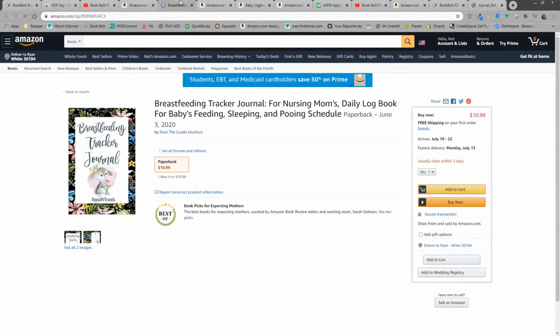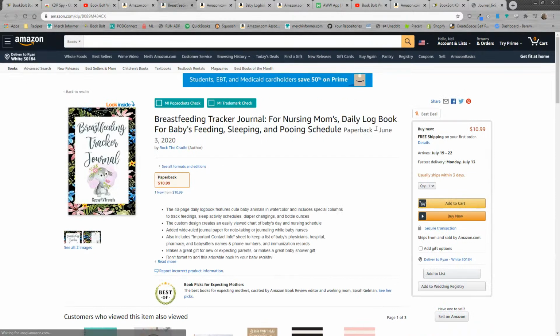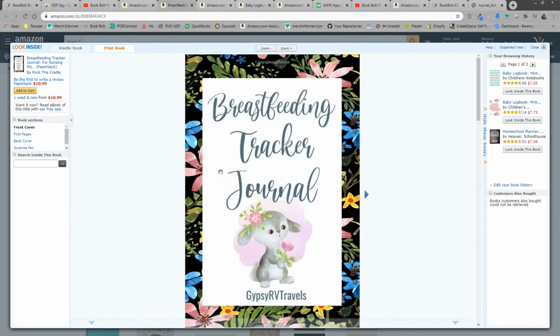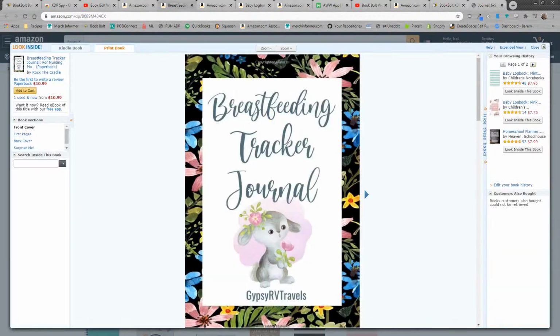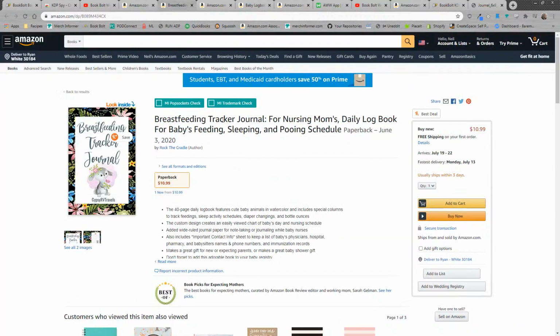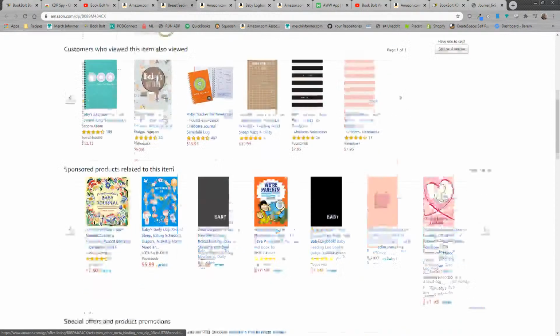This one's selling at an incredibly high price. No reviews. It's been up since June 3rd. I like the cover. It's very baby-esque, I guess you could say. I don't know if I'd put Gypsy RV Travels on the front. I don't think that has anything to do with breastfeeding tracking. But why did they do that? That makes no sense. Their brand name is Rock the Cradle. All right, let's scroll down here. So we're at $10.99, incredibly high, but they're making some money if they're selling at that price.